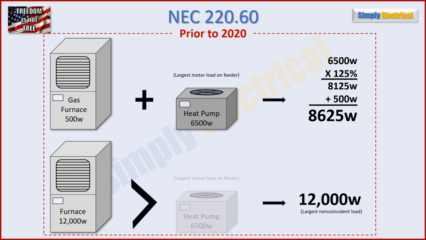But this is how we've treated the non-coincident loads and largest motor loads in a feeder calc up until 2020, when the NEC added that sentence at the end of 220.60. And then they did further editing to that sentence in 2023, when they separated air conditioning equipment from motors. So now let's see what changed.